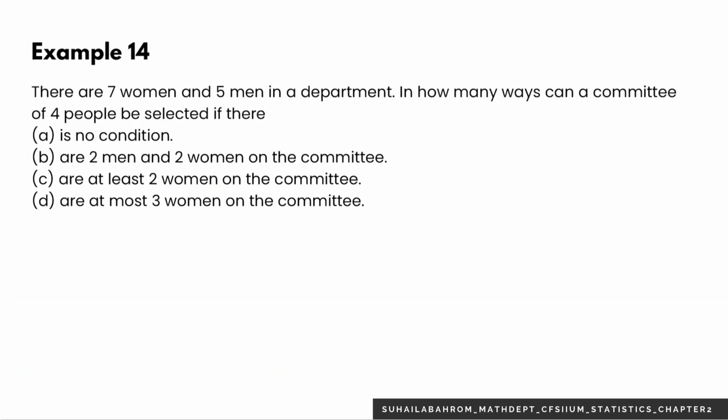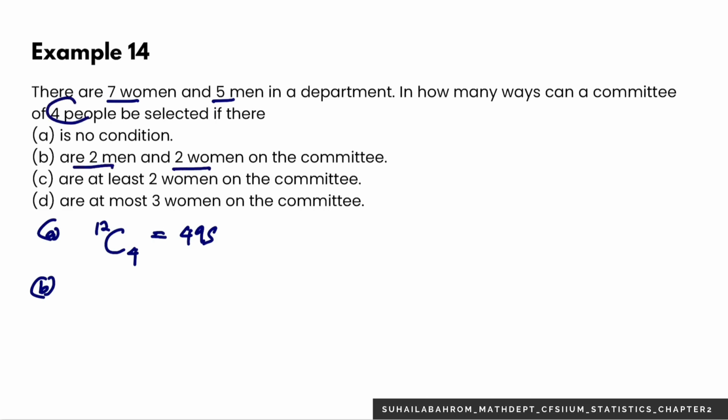Okay, let's look at the next one. There are 7 women and 5 men in a department. In how many ways can a committee of 4 be selected if there is no condition? When there is no condition, we have 7 women and 5 men, so in total we have 12. We can choose anyone, any 4 of them. So 12C4, which is 495. Then for part B, we have the condition of 2 men, 2 women.